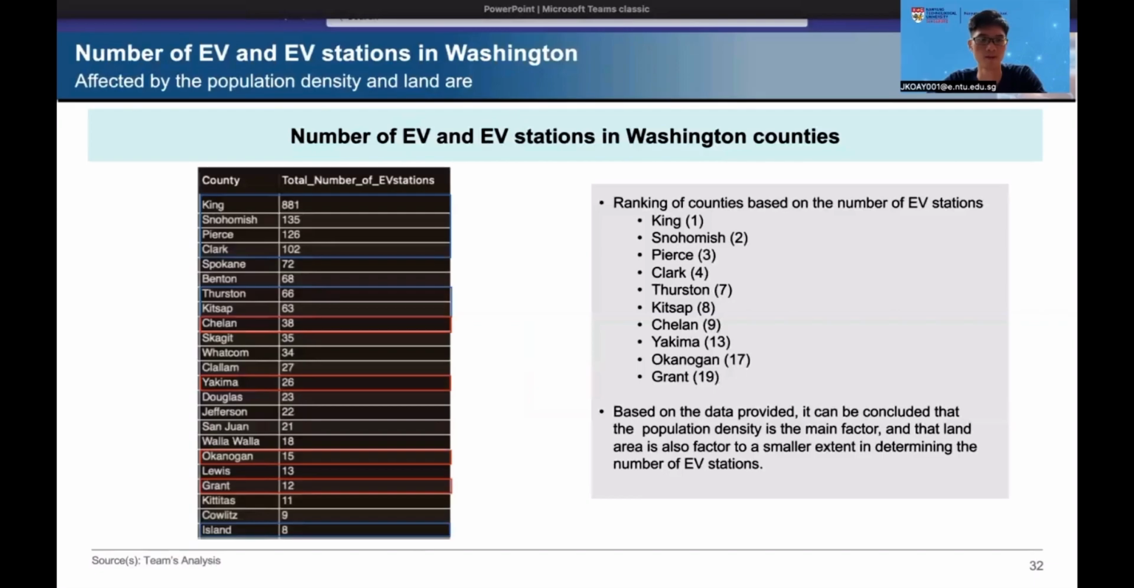This implies that while population density plays a crucial role in determining the quantity of charging stations in counties, it is not the sole factor. The consideration of land area is also imperative in understanding this relationship.